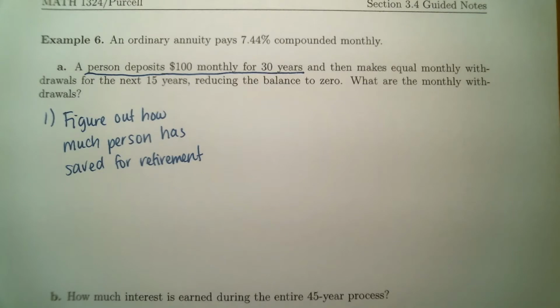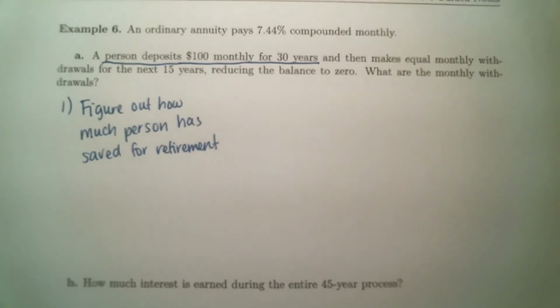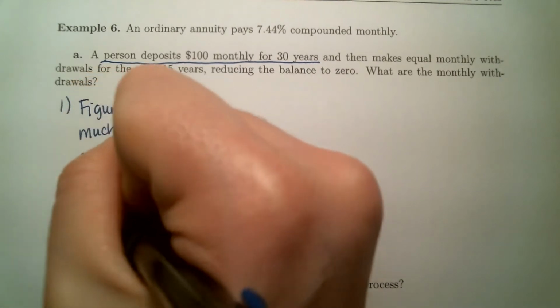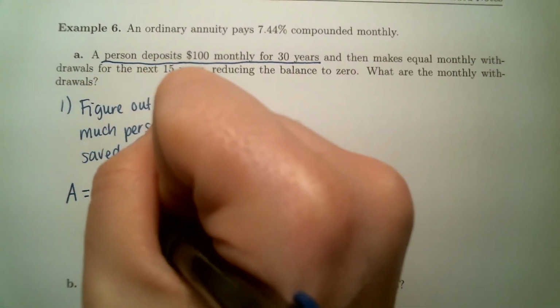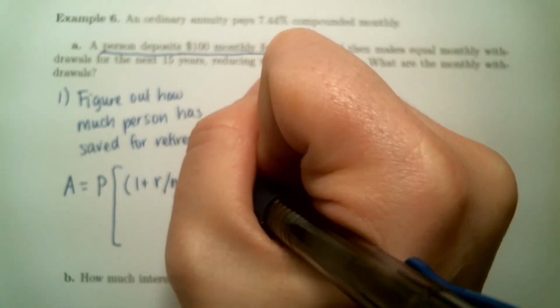So this is an annuity. The person is going to be making monthly contributions to the retirement account. Since the person is saving money through regular deposits, you're going to have to use the future value of an annuity formula to figure out how much that person has saved for retirement. So we need to be using this formula for the first part of the problem.